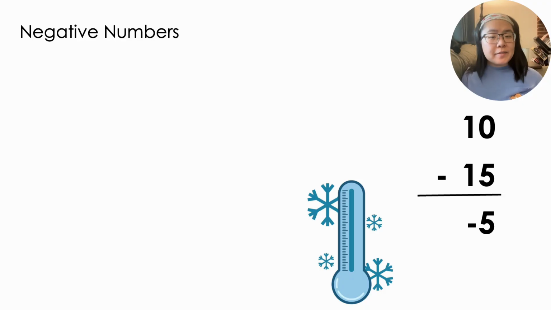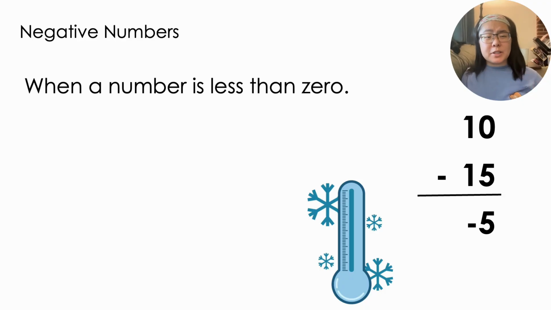Okay, so negative numbers. This may come up especially in subtraction. So a negative number is when a number is less than 0, when it is below 0. In our math example, we have 10 minus 15 equals negative 5, right? Because 10 is smaller than 15. So that's how you would say that, negative 5.